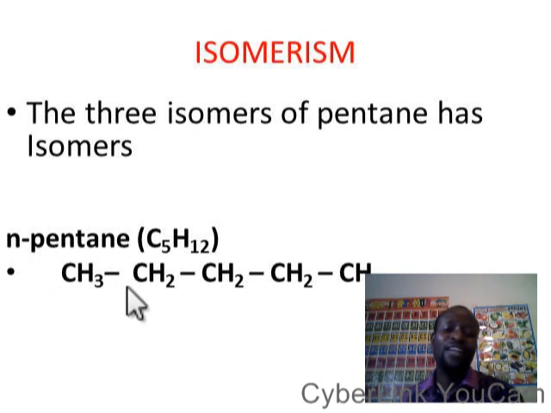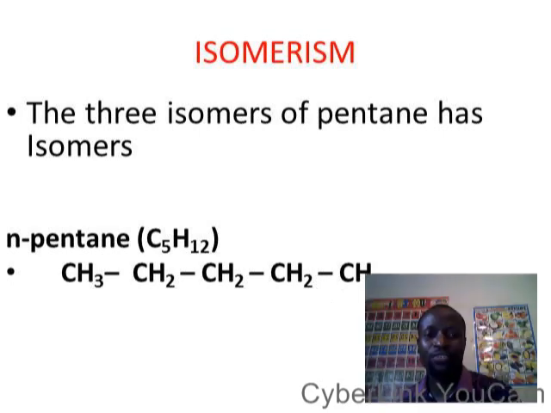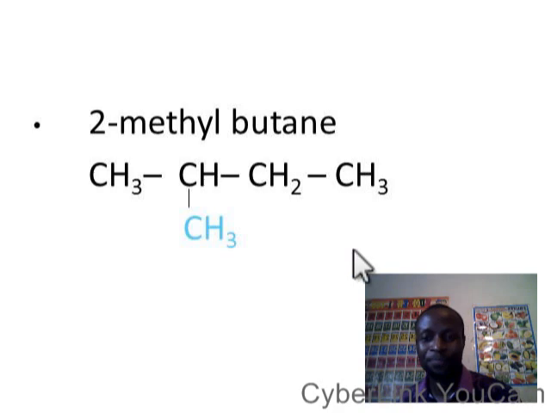The first isomer of pentane is n-pentane. The first isomer of every compound is always the n of that compound. If n-pentane, we have CH3, CH2, CH2, CH2, then CH3. You can put it down in your notes so as for you to know what we are talking about. Let's move on to the second isomer.